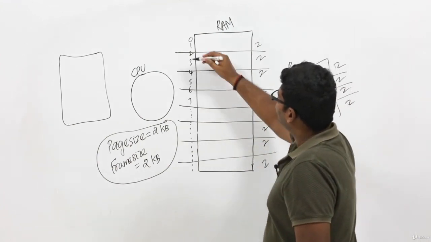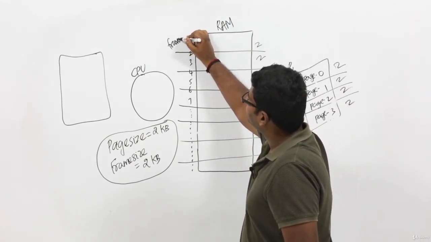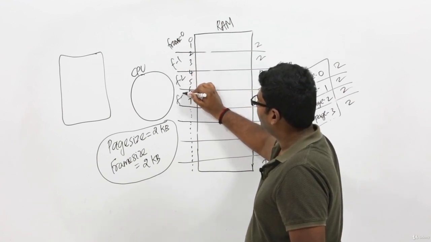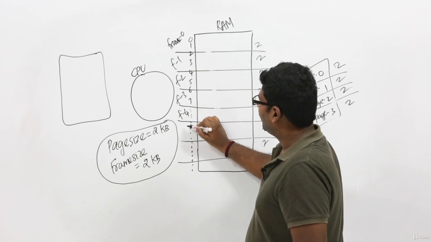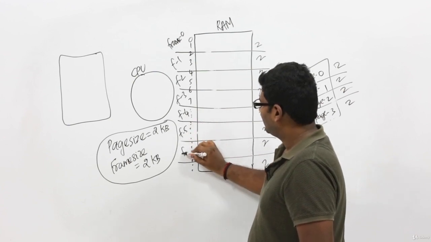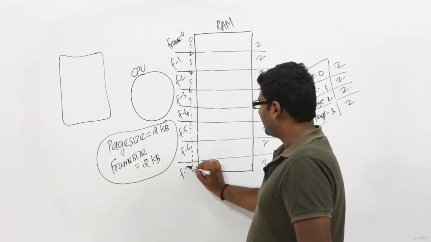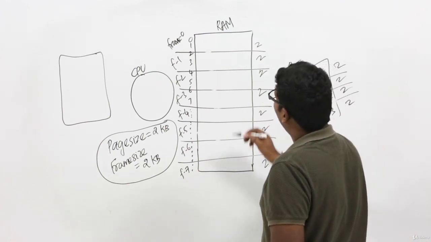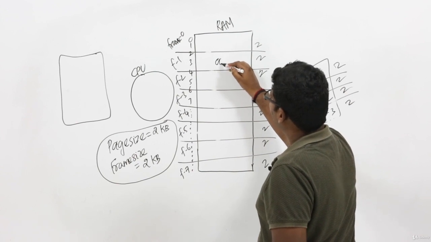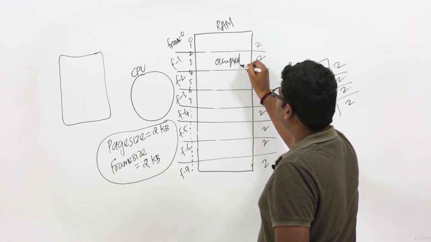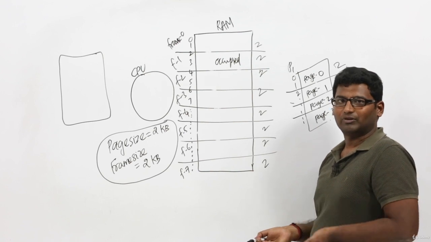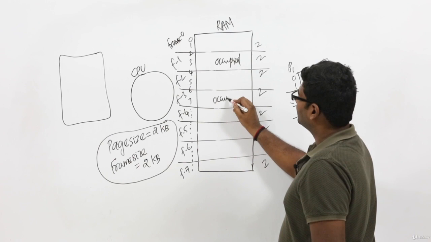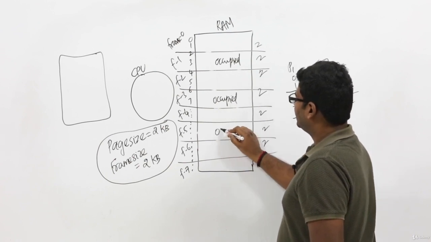Similarly, this is frame 0 of RAM, frame 1, frame 2, frame 3, frame 4, frame 5, frame 6 and frame 7. Also let's assume that as of now frame 1 is occupied, which means it has been occupied by some page of some other process. Let us assume this is occupied.